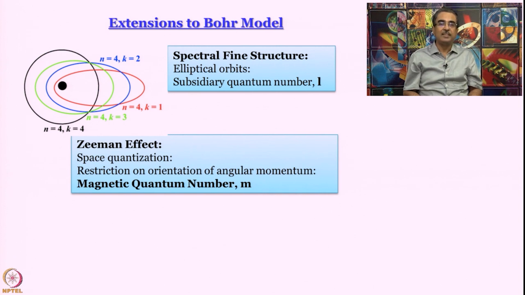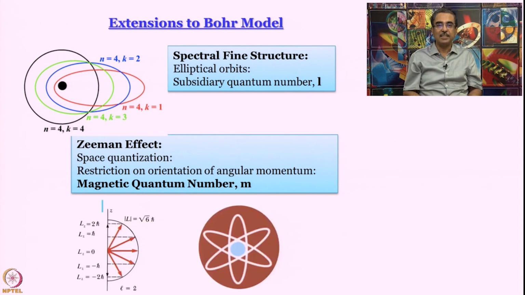Then the Zeeman effect experiment was done, magnetic field was applied, and it was found that now the spectral lines increase in number. You have splitting of spectral lines. That was explained by saying that you have a situation like this. For any given value of n and k combination, it is not necessary that there is only one elliptical orbit. You can have more than one, and the number is 2l plus 1, where l is the modified secondary quantum number. So, the range goes from plus l to minus l.